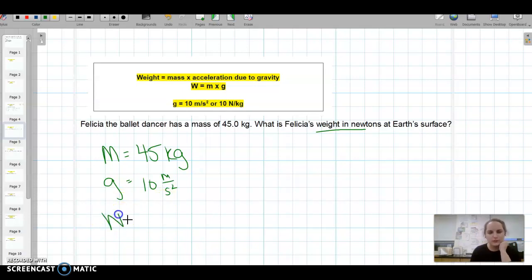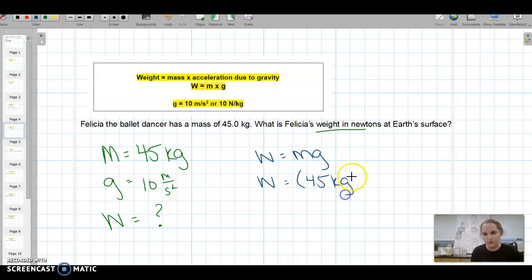We need to solve for weight, which right now is a question mark to us. How do we solve for weight? Well, we rewrite our equation: W equals mg. We don't know W, but we can plug in m and we can also plug in g. So m is equal to 45 kilograms, and we know g, 10 meters per second squared. Awesome. So now all we have to do is do the math.